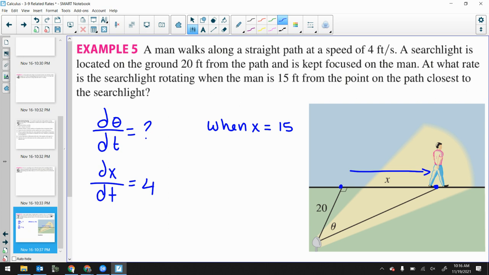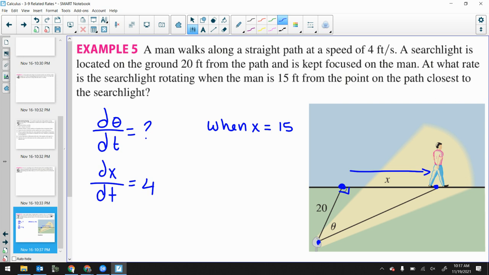And we have our 20 being the length from his path to the searchlight. I know our perspective is a little shifted here, but this is a right triangle inside here, notated by that right angle. Okay, so I think we have everything that we need. Knowing that this is a right triangle, we can relate theta.